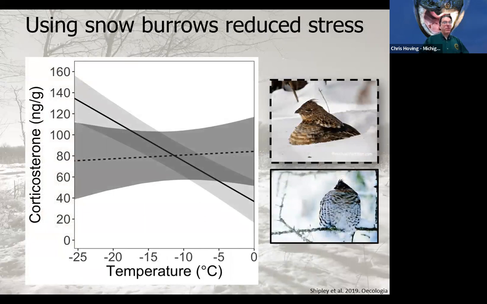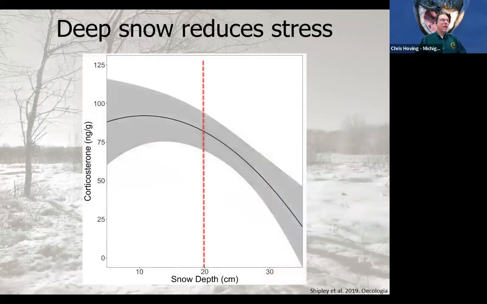Now, if you compare tree roosting to snow roosting, the solid line is the tree roosting. And you can see a similar pattern. The colder it gets, the higher the stress level. Whereas it's pretty much a flat line for birds that are roosting in the snow. They really don't have increased stress levels, even at very, very cold temperatures, because they've got that insulation. And so deep snow reduces the stress level for birds.